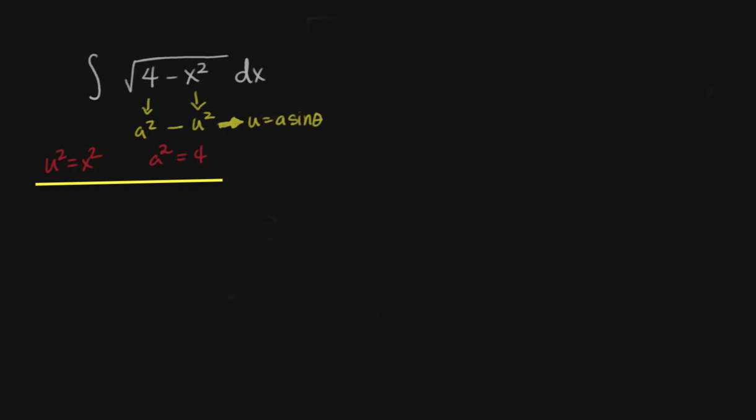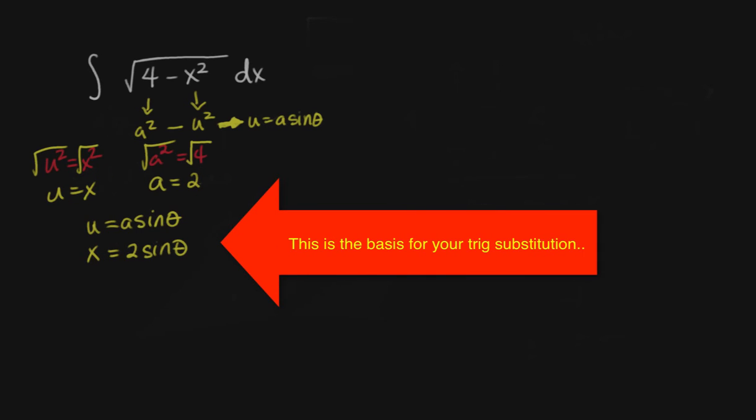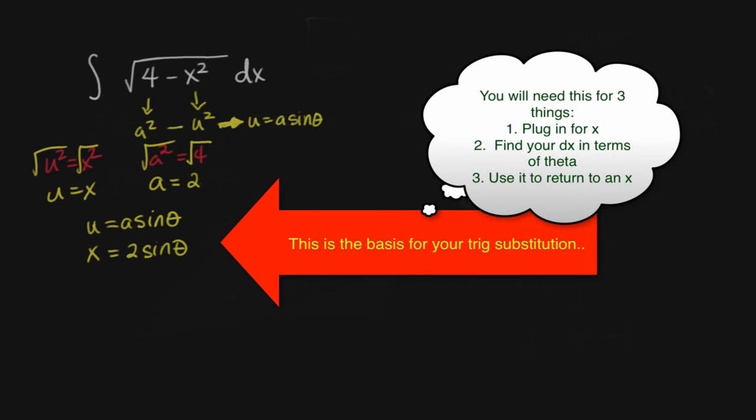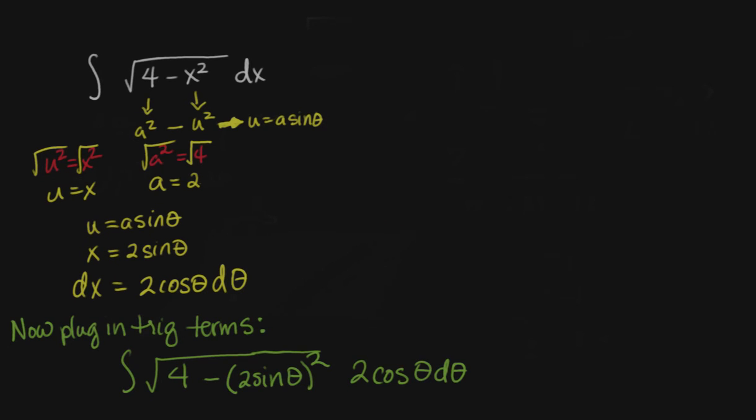I can then find out what u and a are by square rooting both sides. So when we square root both sides, you're going to get u equals x and a equals 2. Then at that point, you can set up the following trig substitution. This right here is the foundation for what we're going to be doing. And it also allows us to calculate what our d theta term is going to be by deriving your x term. So when you derive both sides, you're going to get dx, the derivative of sine is cosine. And then we do a d theta at the end of that. So now at this point, we are ready to plug in the trig terms. So wherever you see an x, you plug in a 2 sine theta.